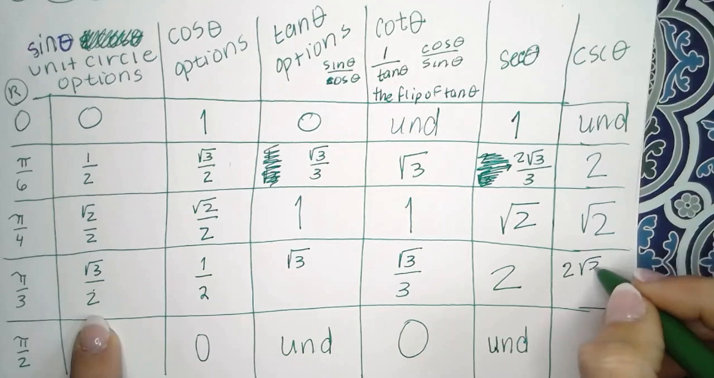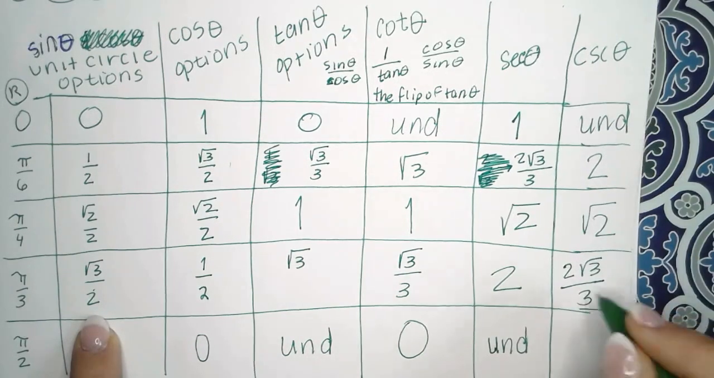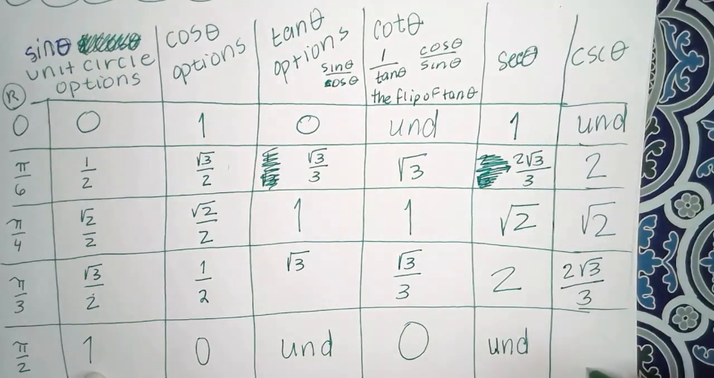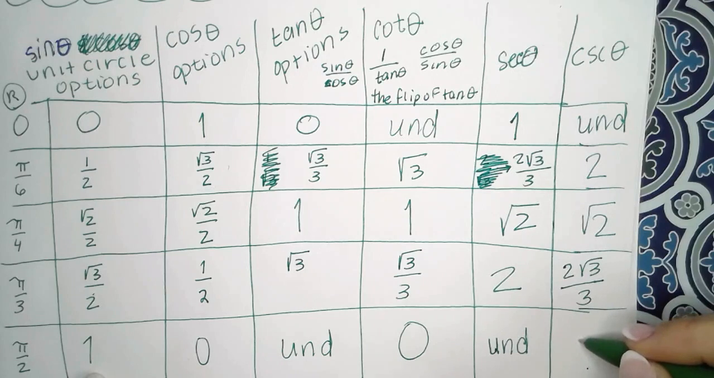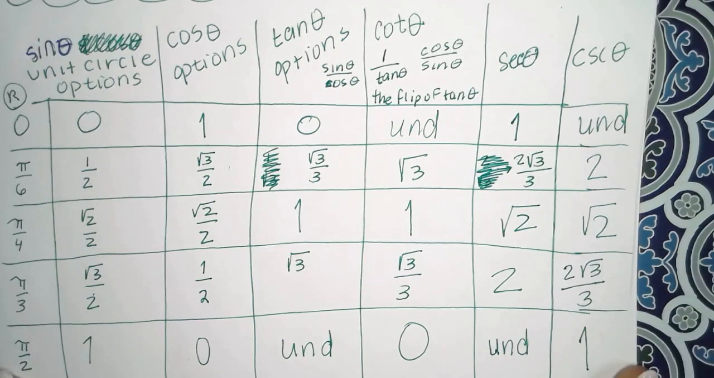2 radical 3 over 3. It's right there. Do you see where I was just pointing? It's this. We just did it before, right? And last, what's the flip of 1? What's the flip of 1, guys? 1 over 1 flips, and you get 1. Come on. Okay. Now, this table is what you're going to want to have copied down.